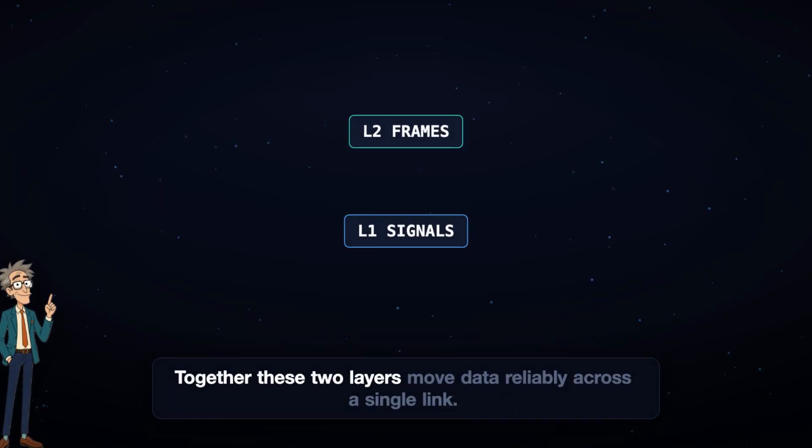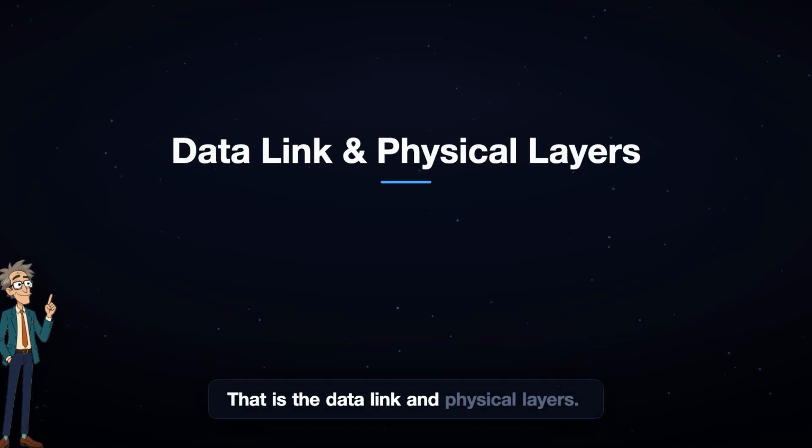Together, these two layers move data reliably across a single link. That is the data link and physical layers.